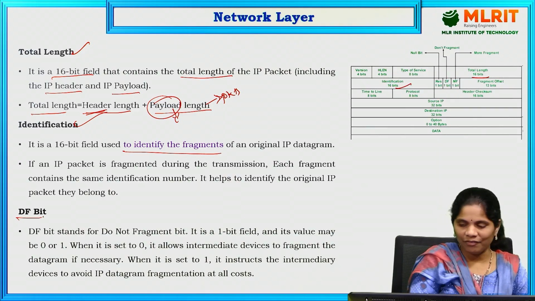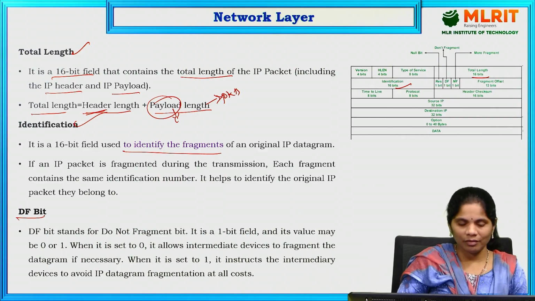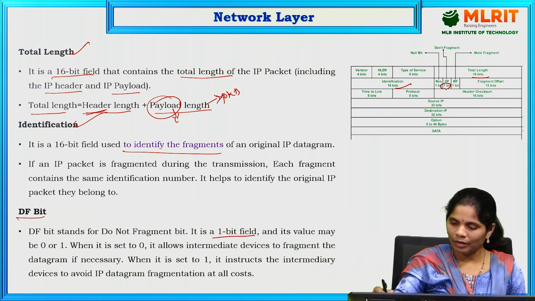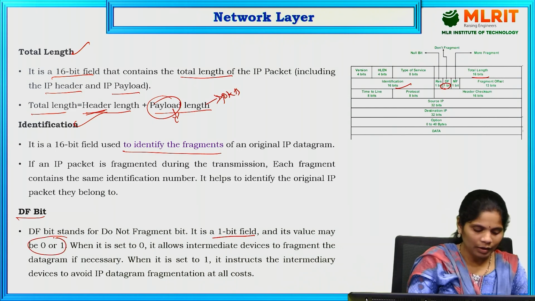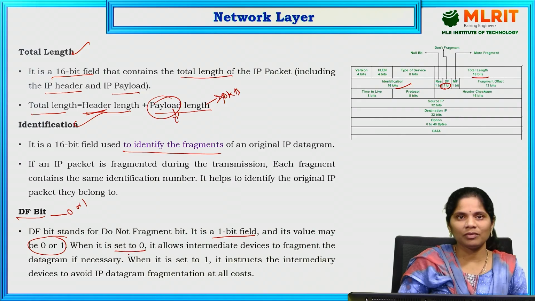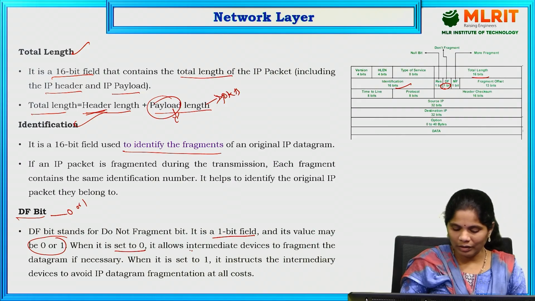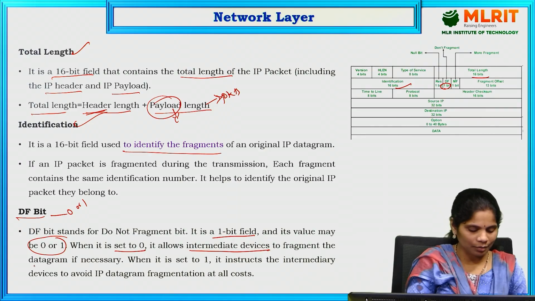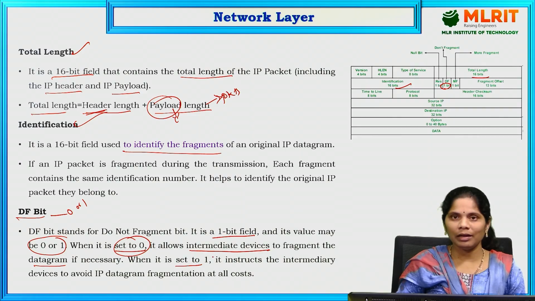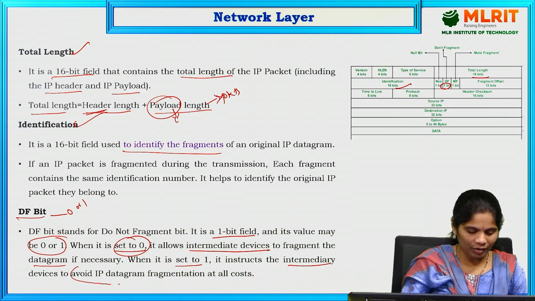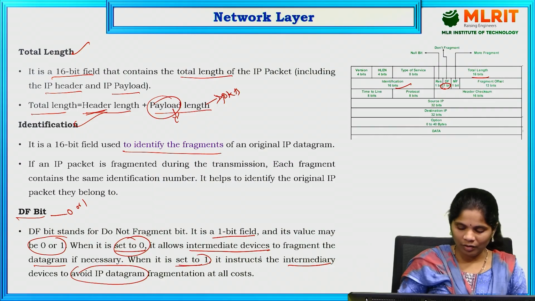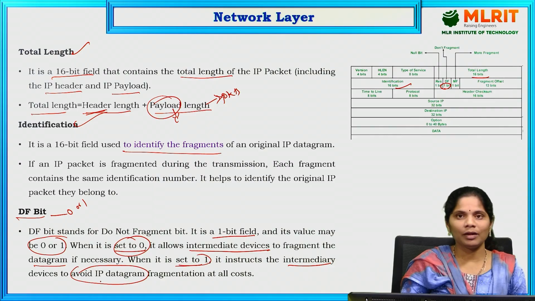And next one, DF. That is nothing but don't fragment. It is a 1-bit field, so it is allocated 0 or 1. If it is set to 0, it allows an intermediate device to fragment the datagram if it is necessary. And if it is set to 1, it instructs the intermediate device to avoid fragmenting the IP datagram.